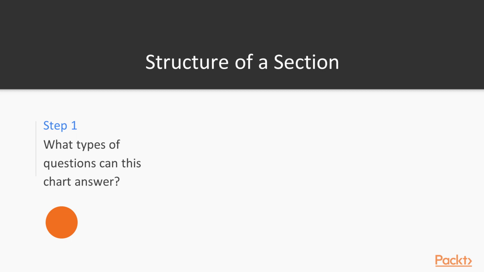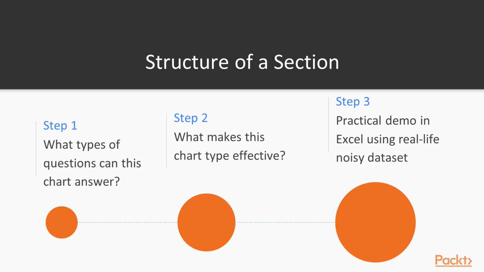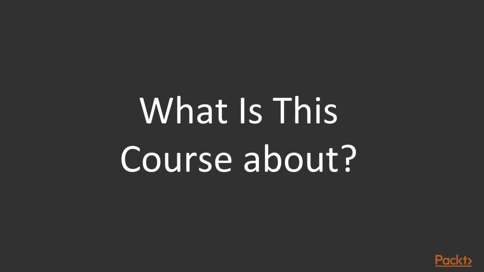Each of the sections about a particular chart type has the following structure. I will start with exploring what types of questions a particular chart type can answer and what is the meaning of each of the chart types. Then we will go through particular tricks and particular things that make the chart type more effective. And then finally, we will have a practical demo in Excel. We will use a real-life noisy dataset to build an effective and nearly perfect chart using the things that we discussed before.